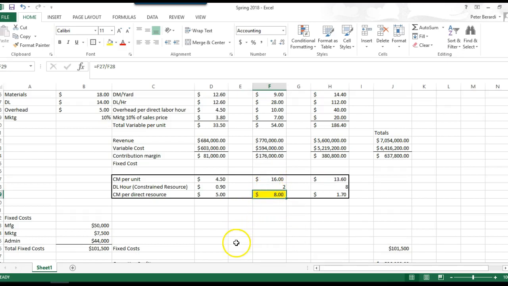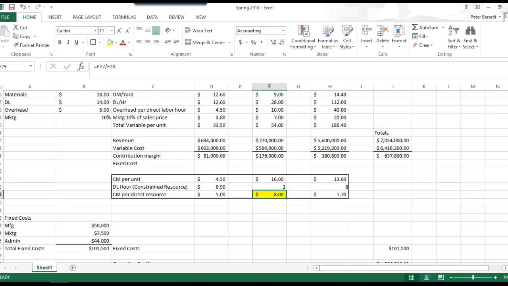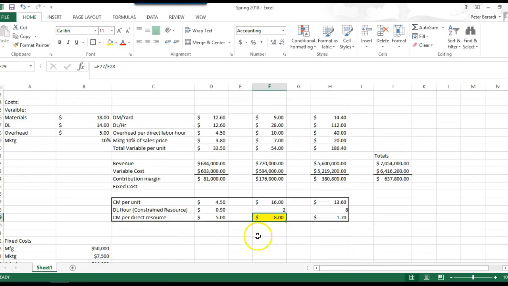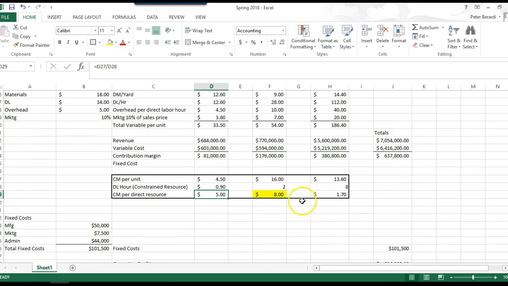Given the information in the problem so far, and I'm reading right from part C, given the information so far, what product mix do you recommend? You want to recommend a product mix of classic first and basic next, because they give you the most contribution margin per direct constrained resource.